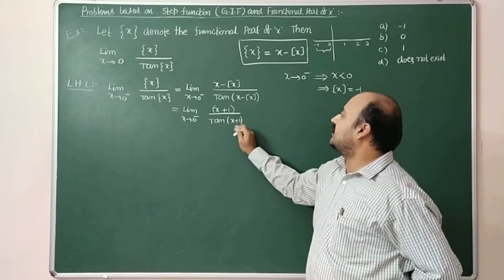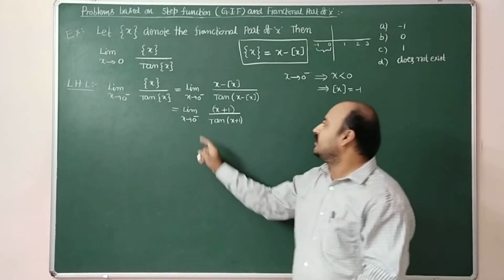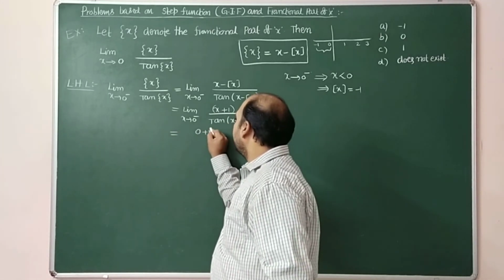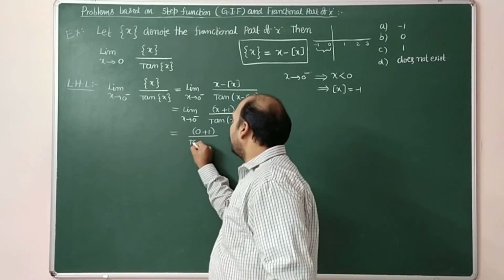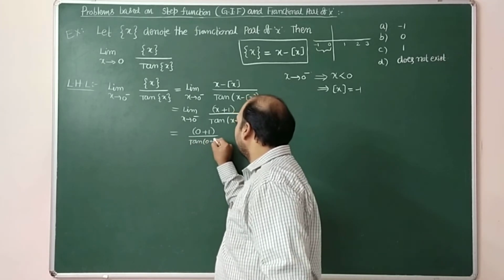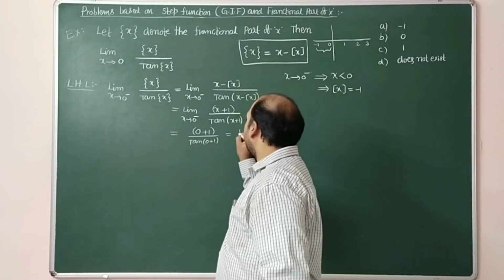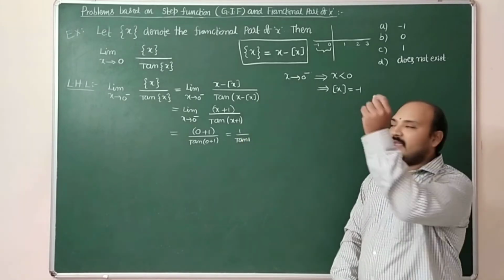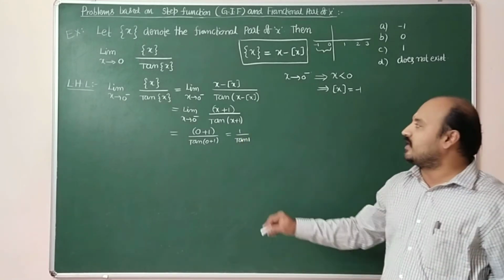So wherever x is there, you have to replace it with 0. Limit x tends to 0 minus of this function is 0 plus 1 divided by tan of 0 plus 1, which is equal to 1 by tan 1. This is about the LHL, the left hand limit.